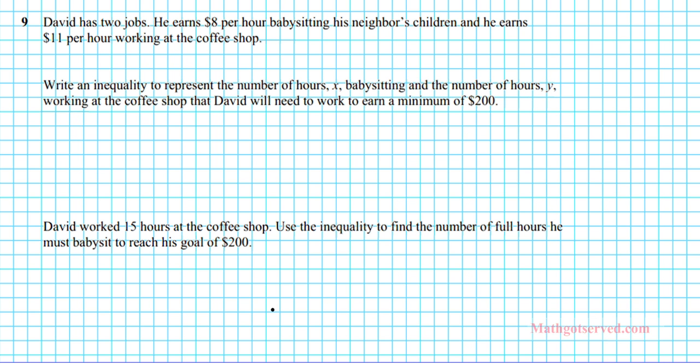All right, let's take a look at problem number 9. It says David has two jobs. He earns $8 per hour babysitting his neighbor's children, and he earns $11 per hour working at the coffee shop. The first question says: write an inequality to represent the number of hours x babysitting and the number of hours y working at the coffee shop that David would need to work to earn a minimum of $200.